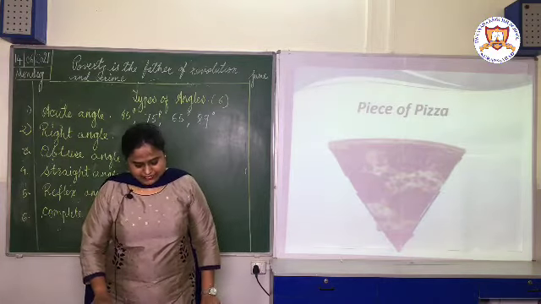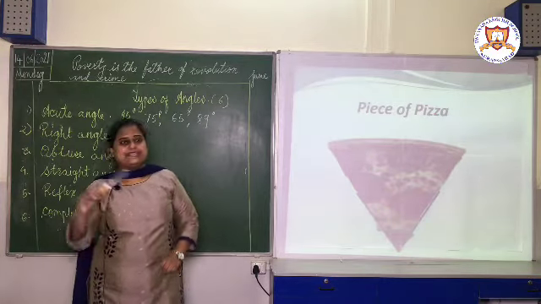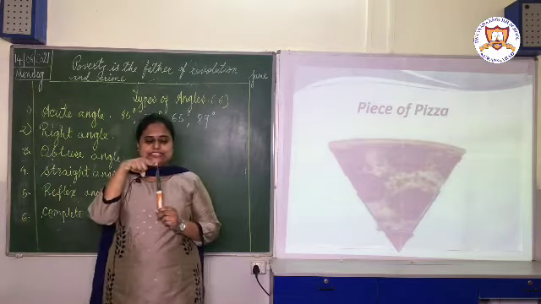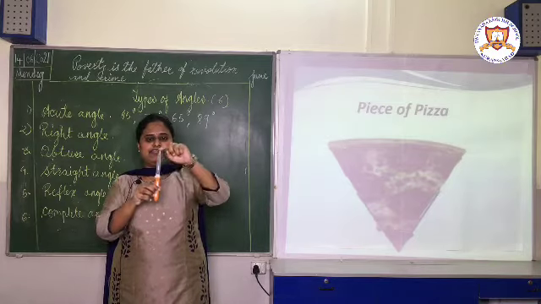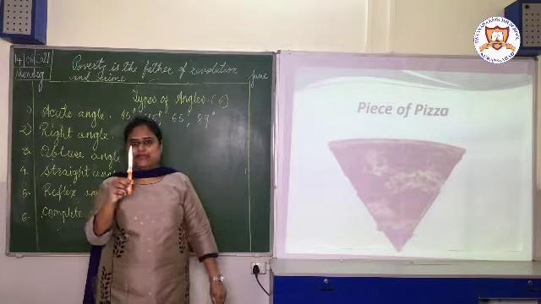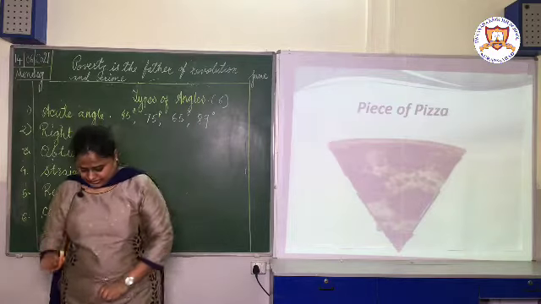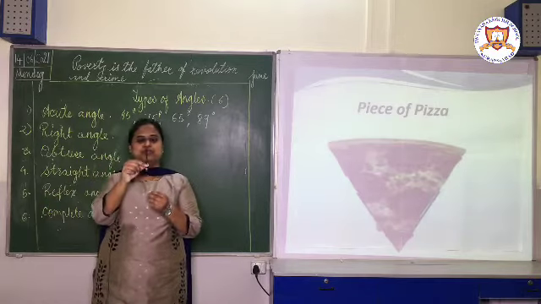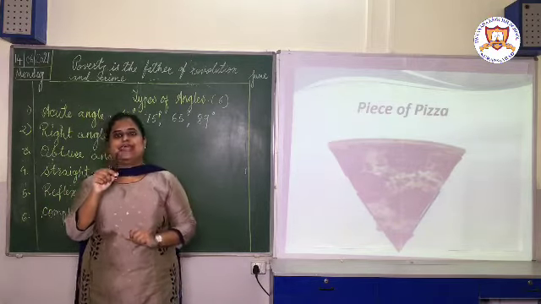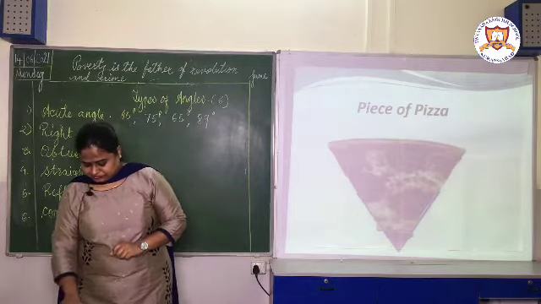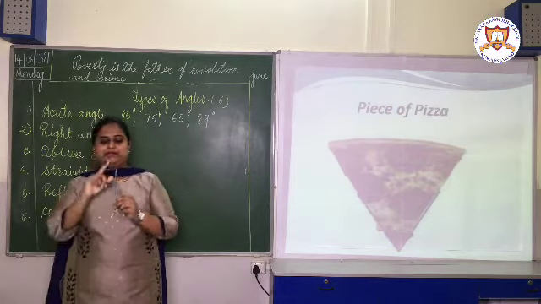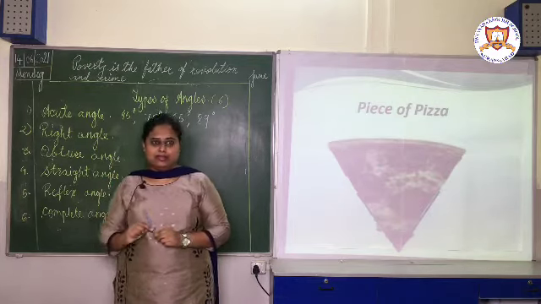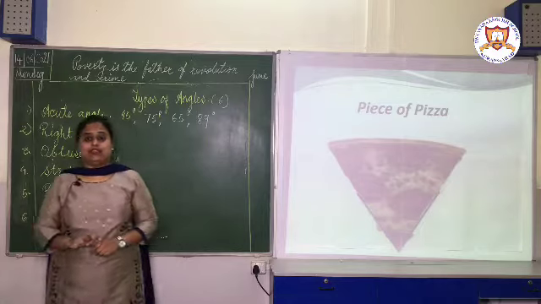Again, in day-to-day life, we can see more examples in our surroundings. Now, just see this knife. The tip of the knife also has an acute angle. This is also an example of acute angle. Same way, if you see the pencil, this pencil's tip also. You just observe this. Here also, we can see the acute angle. Same way, if we take a pen, the tip of the pen also has an acute angle.